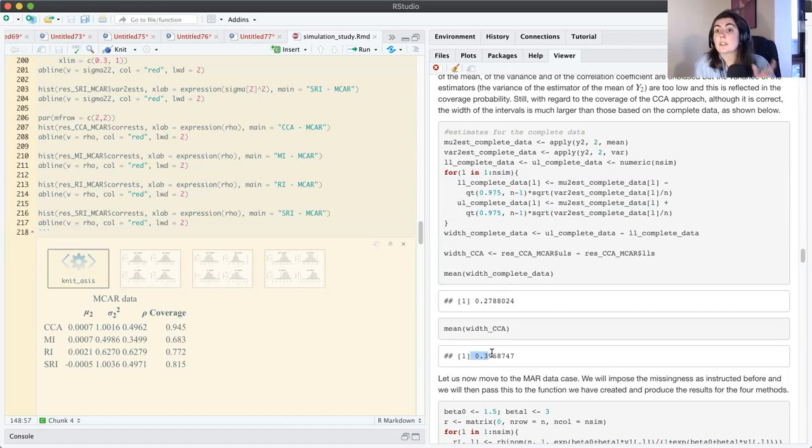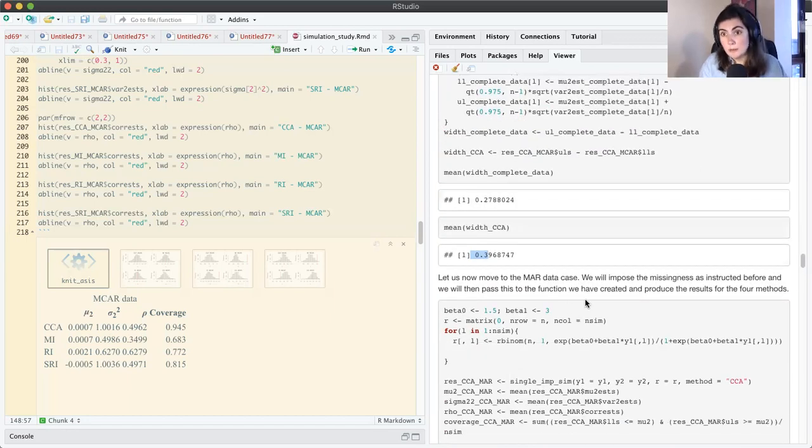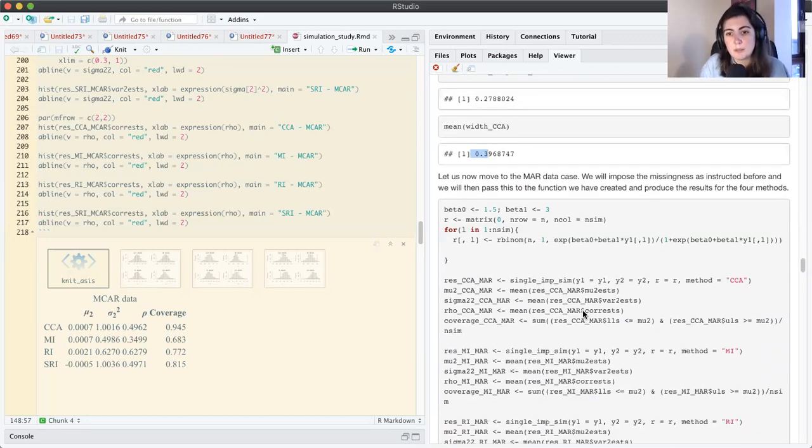The width of the intervals under complete case analysis is bigger than that for the intervals based on the complete data. But still, okay, we know that missing completely at random is a strong assumption, but complete case analysis is good. We are less efficient, but it's okay, right? But it's missing completely at random. And we know that missing completely at random is quite a strong assumption, okay?